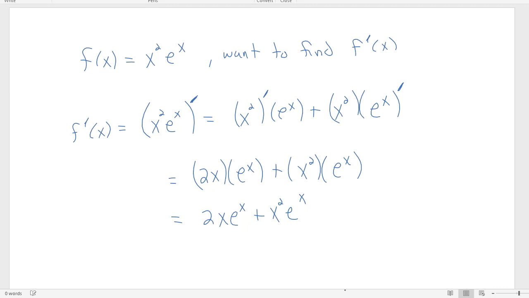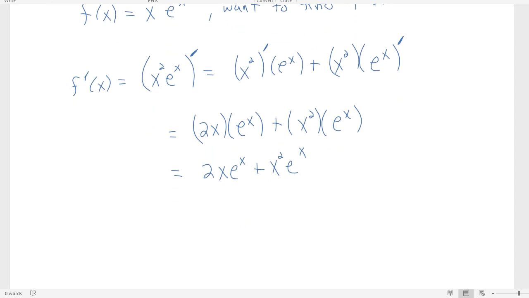Some things you might see in textbooks, or solutions manuals, or even some websites. There are websites out there where you can tell the website to take a derivative, and it will symbolically tell you the derivative. Sometimes the answers are given in this form. Sometimes they'll do some factoring.